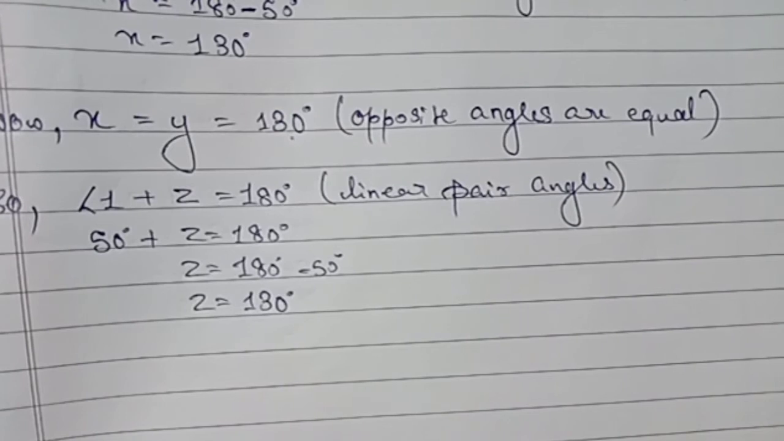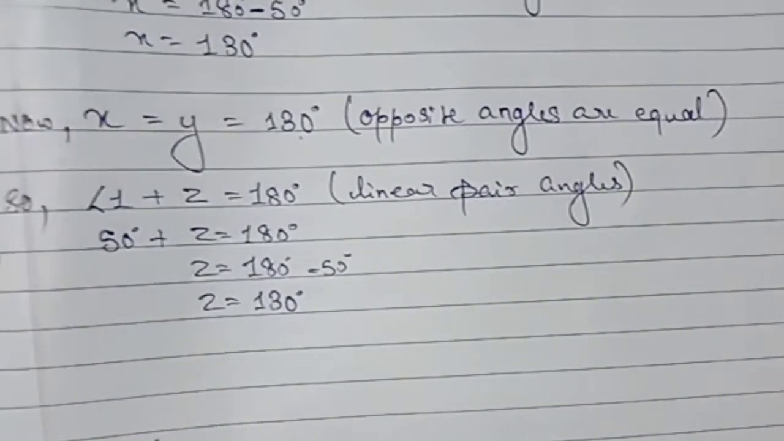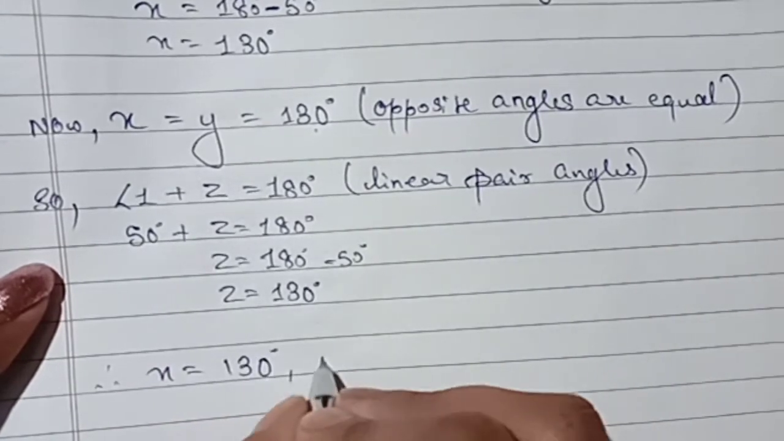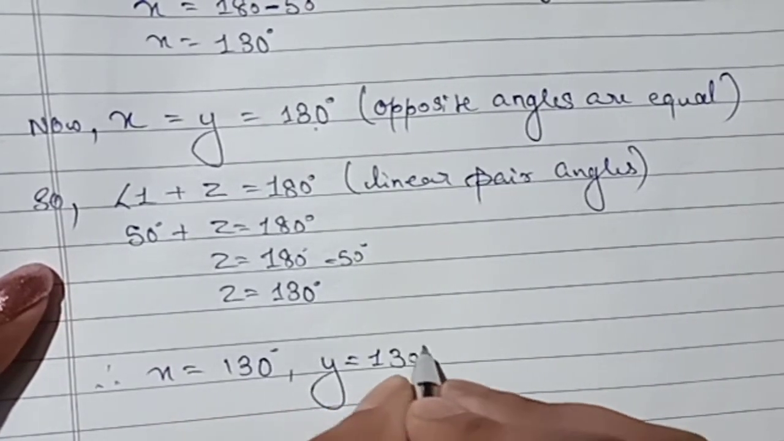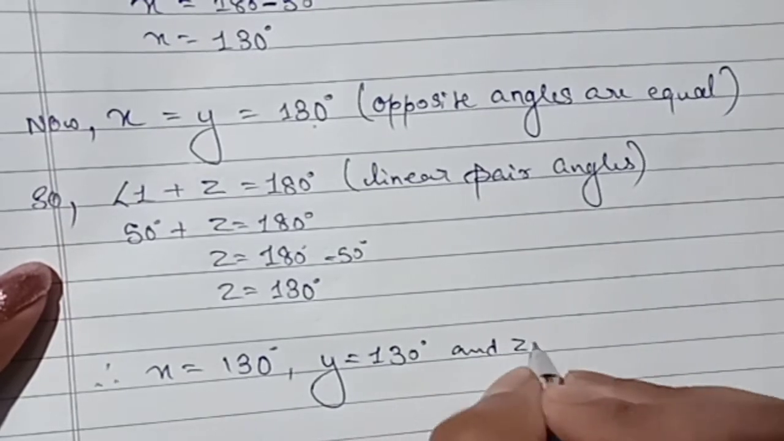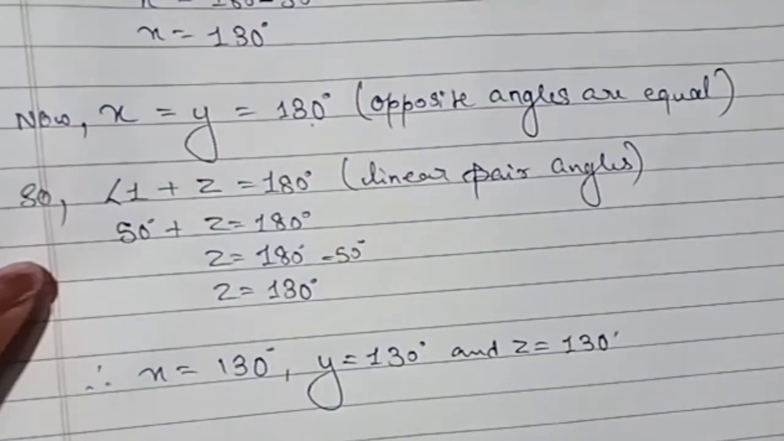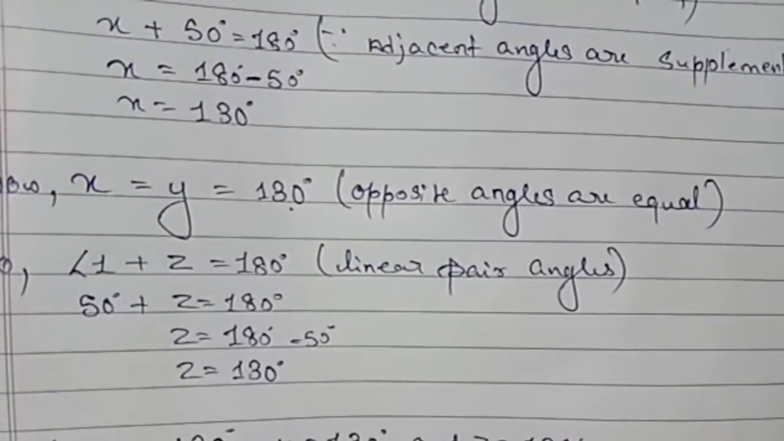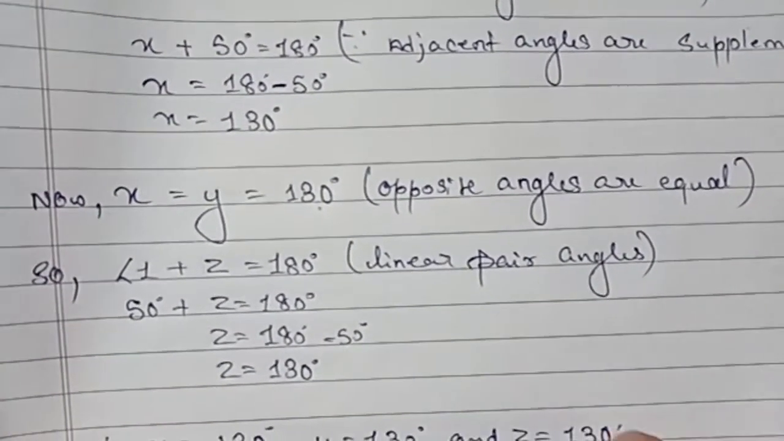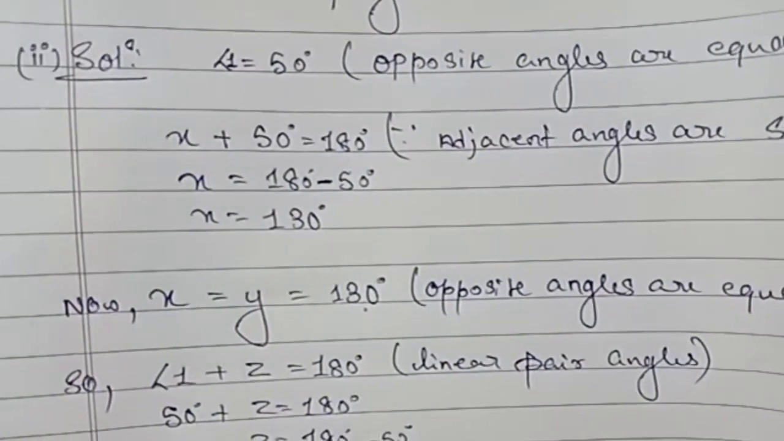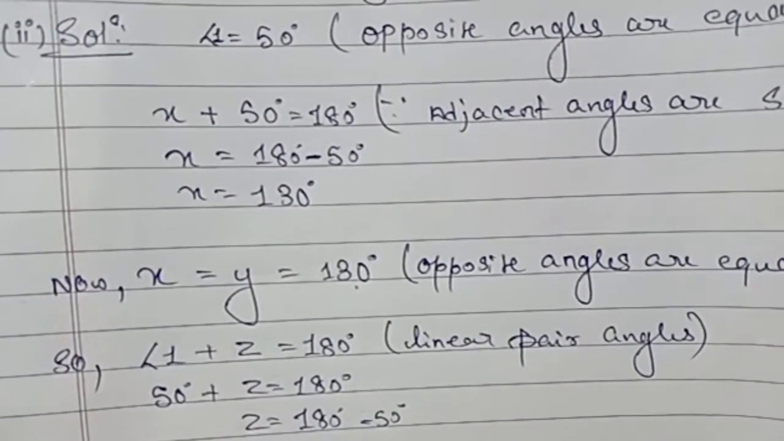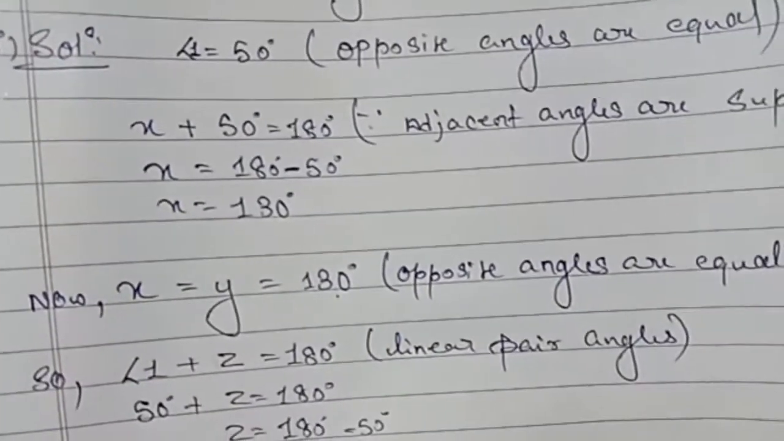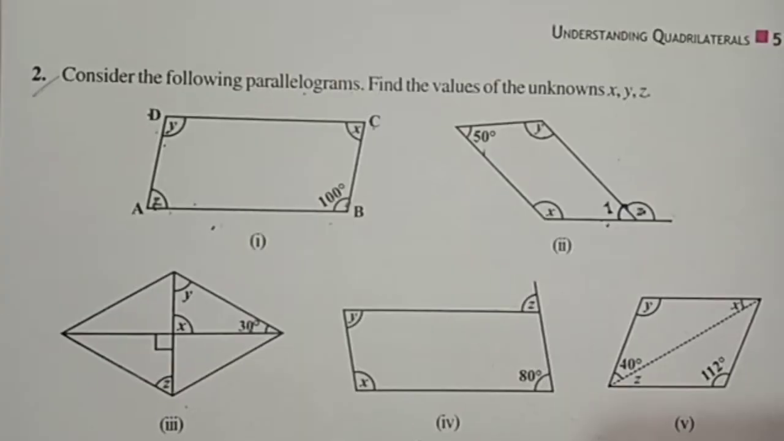So we got value for x, value for y, and value for z. Therefore, x is equal to 130 degree, y is equal to 130 degree, and z is equal to 130 degree. This is your solution number 2. I hope children, all of you understand. If there are any queries or doubts, you can ask, or please clear your doubts. Thank you.